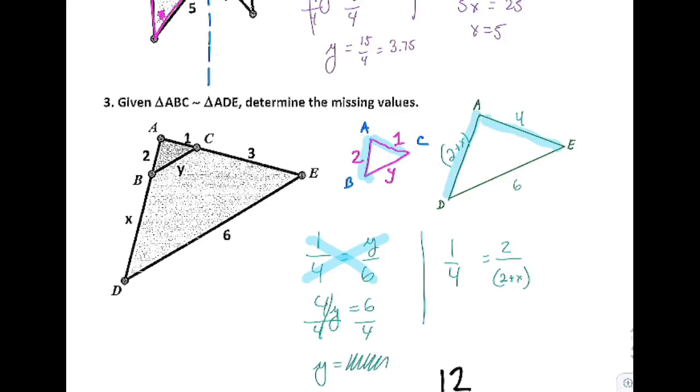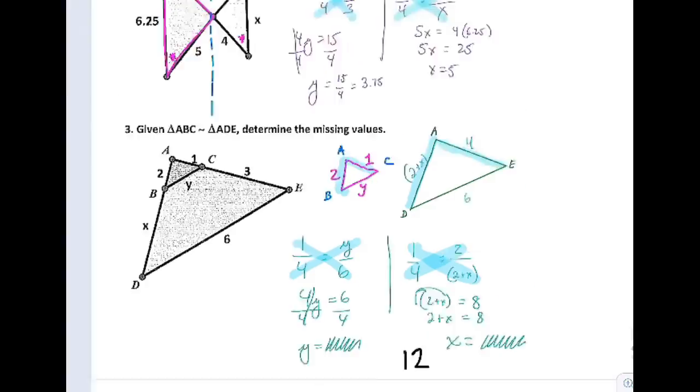And then this side here is going to be 1 times 2 plus x equals 8. When you distribute the 1, you're not really changing anything. 2 plus x equals 8. When you subtract the 2 over, you get x equals 6.